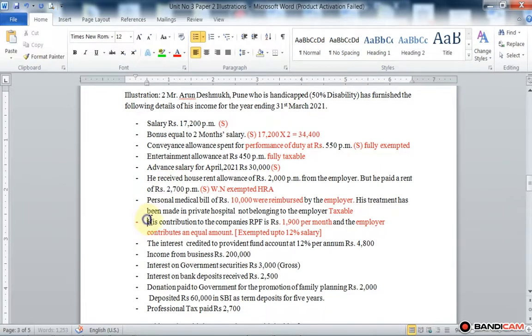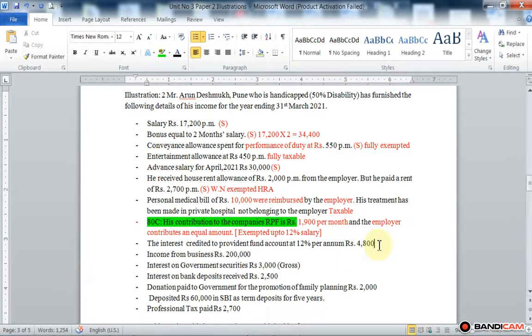Then the contribution of Arun is allowed for deduction under section 80C. So remember the two treatments of RPF: the employee's contribution to RPF is allowed for deduction from gross total income under section 80C, and the employer's contribution is exempted up to 12% of salary.